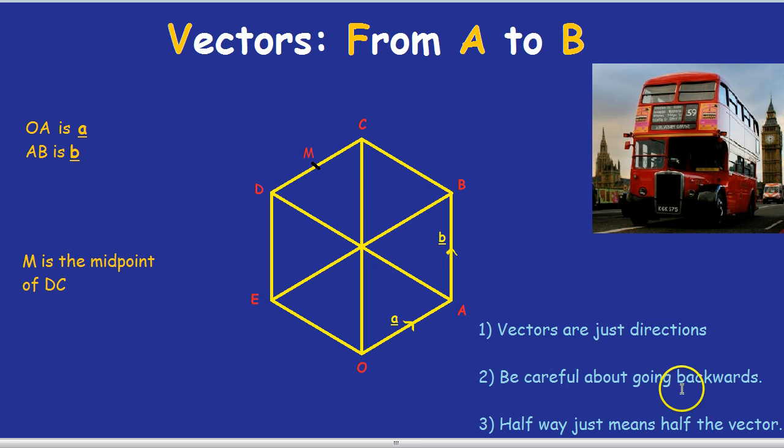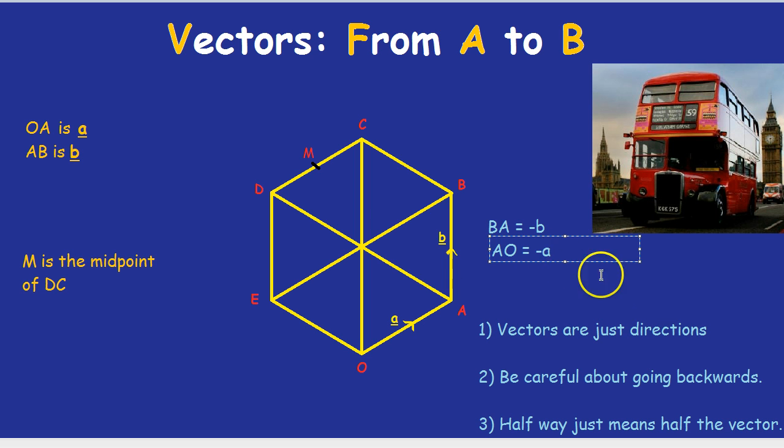Second thing is being careful about going backwards. Now A to B is the vector b, but B to A would be minus b. So when you go the wrong way, as in when you go down through the arrow instead of following the arrow, you need to remember the minus sign. The arrow just indicates the positive, correct direction. You are allowed to go backwards, but you need to remember a minus. Same thing, if we're going to go from A to O, instead of from O to A, it wouldn't be a, it would be minus a.